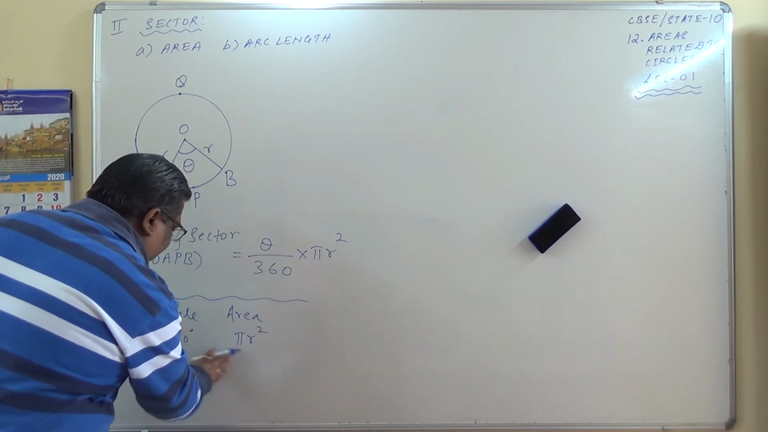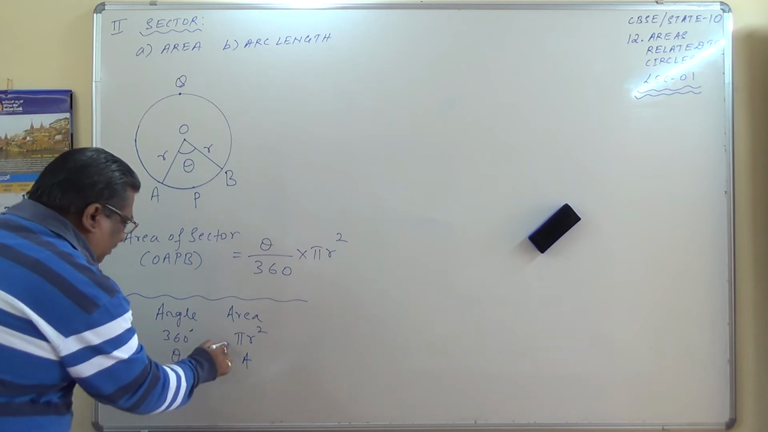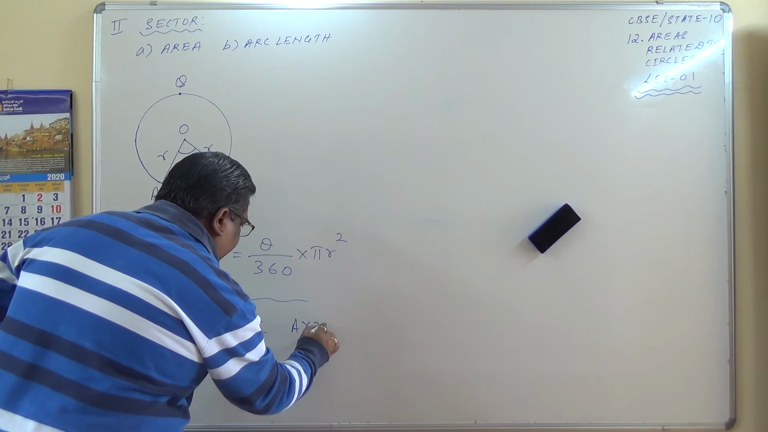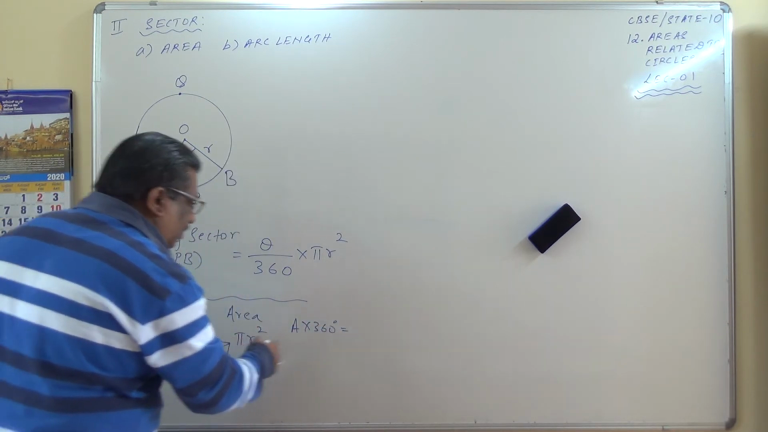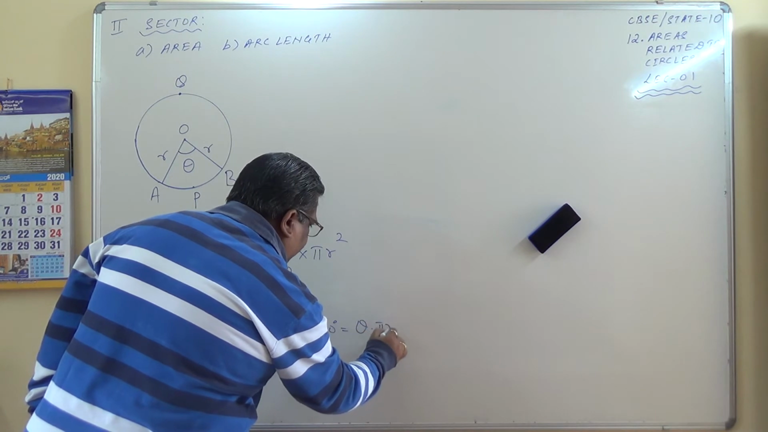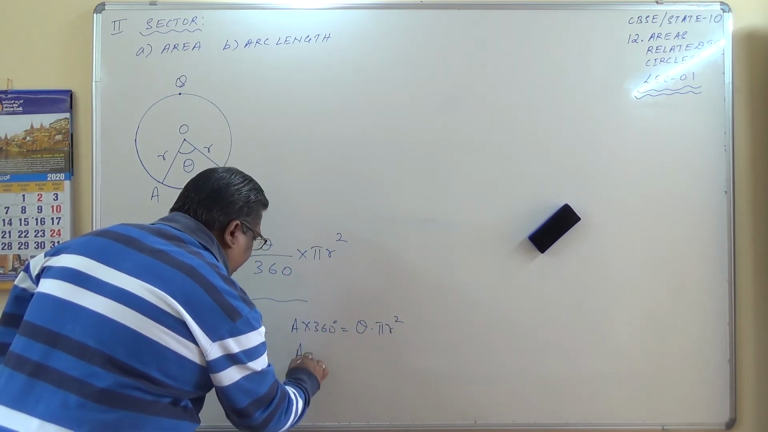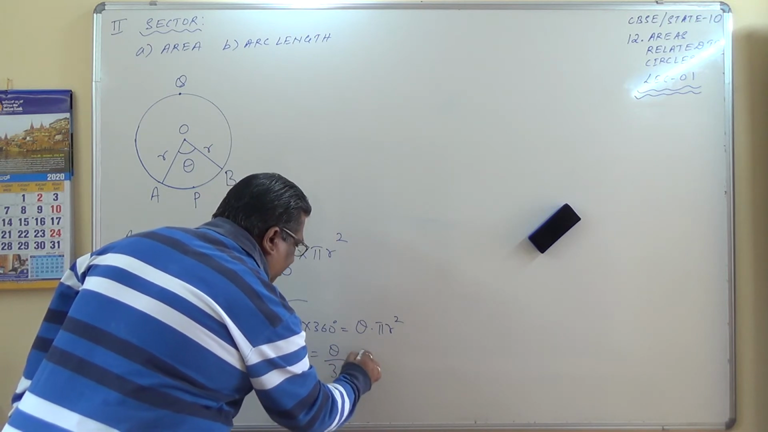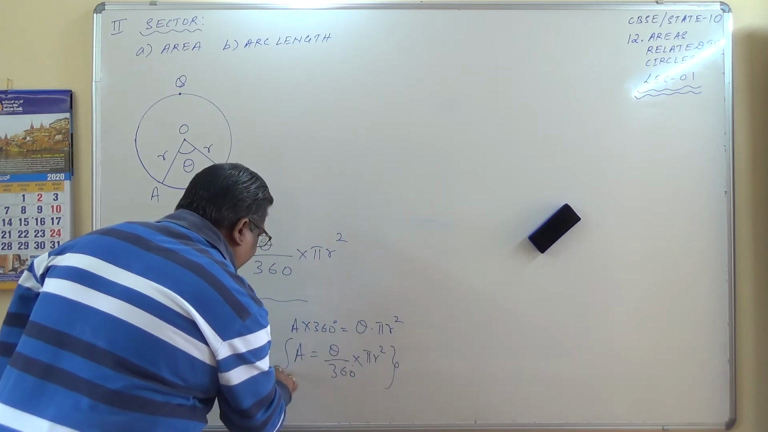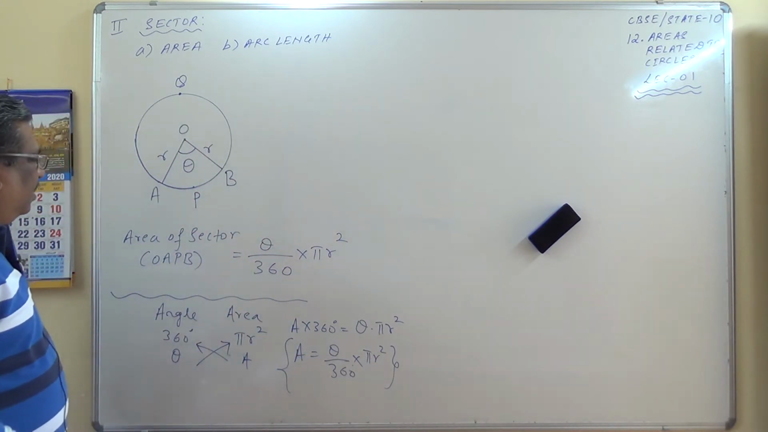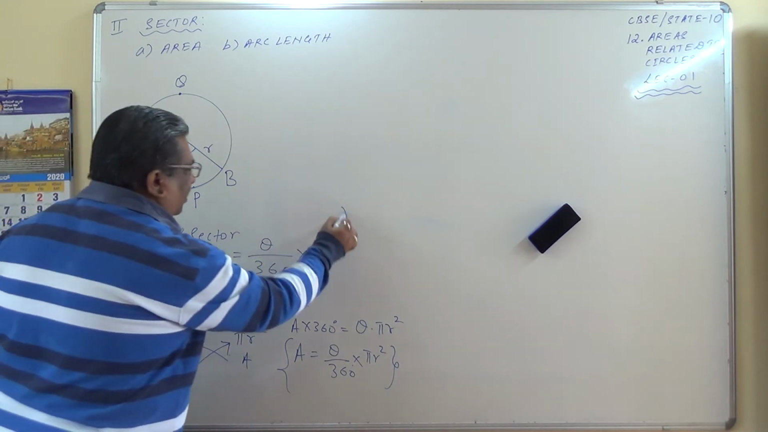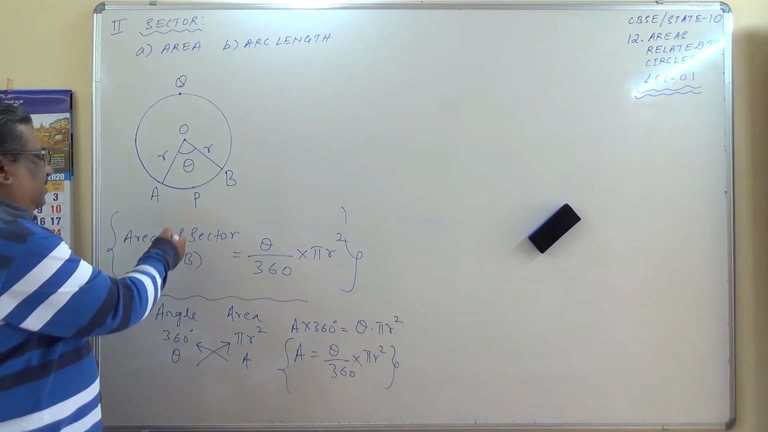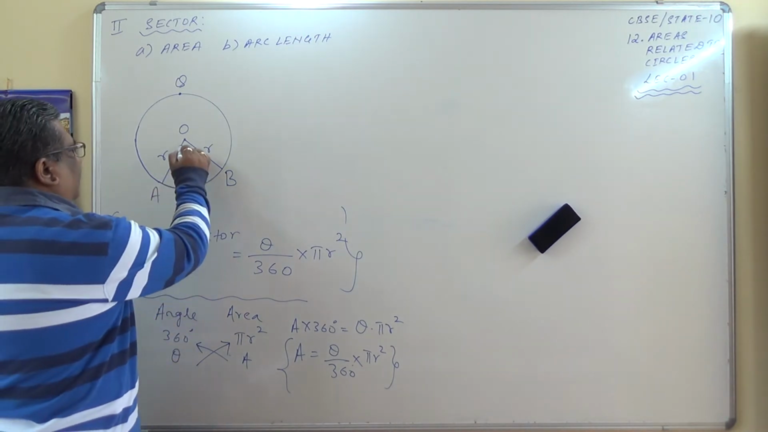Or you can say A also, area. A is the area. So cross multiply, you will get it. A into 360 equals theta into pi r square. And therefore, area is equal to theta by 360 degrees into pi r square. So this is how we can calculate by the unitary method. So this formula, make a note of this one. Area of the sector is given by theta by 360 into pi r square. This is a minor sector because we found out this area.